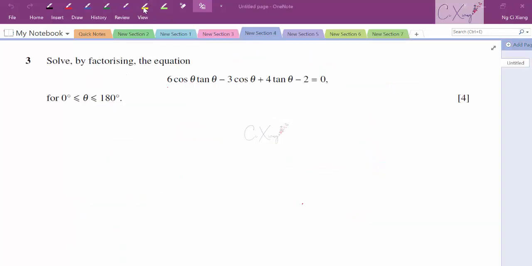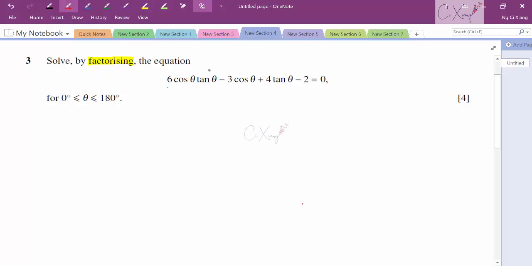Okay, so we come to question number 3. Solve by factorizing this equation, and they want us to solve by using the factorization method. Alright, so the question already gives us a very obvious hint. Alright, you have to factorize it before you solve the equation.